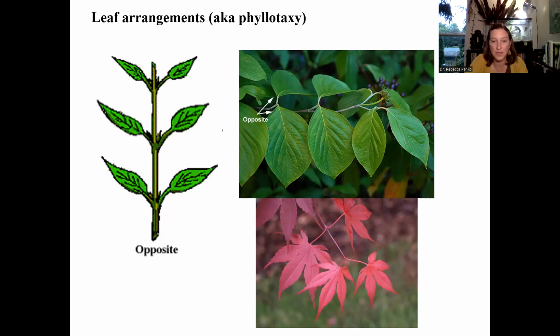Okay, that was opposite, but that was the point. Regardless of whether you want to say it's simple or compound, look, they're opposite each other on the stem. All right, so that's opposite.